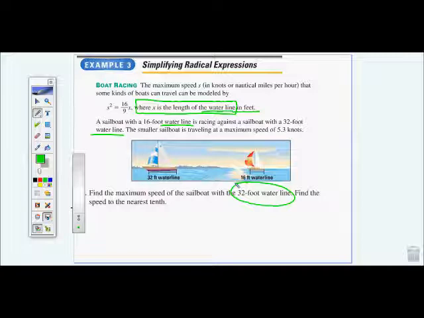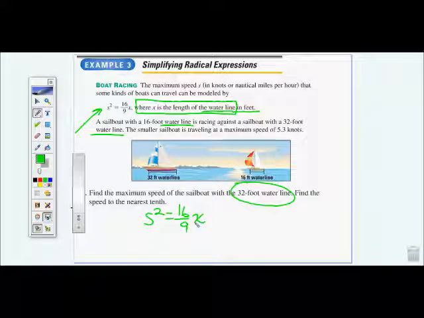So what I'm going to do is use my formula up here, and I would say that S squared equals 16 over 9x. They told me that S would be the maximum speed, and we also said that X would be the feet. So I can substitute my feet because I want to find out maximum speed. So it would be 16 over 9 times X for the 32-foot water line, so I would replace X with 32 in here.